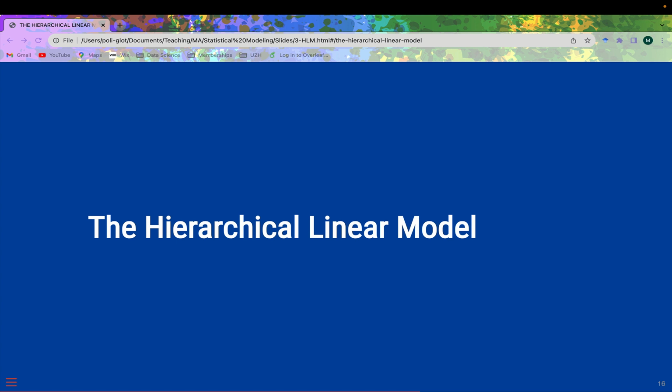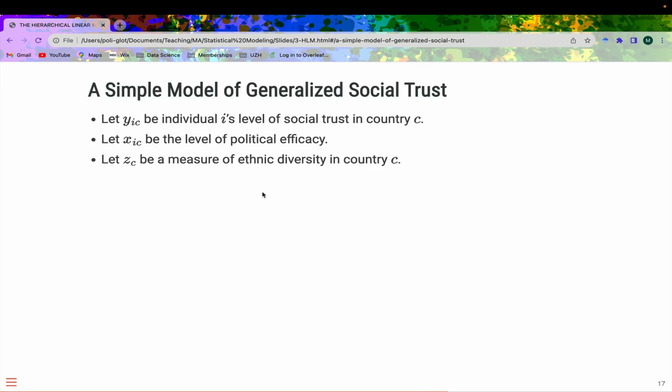What I want to present here is the hierarchical linear model, and we're going to build this up very slowly, starting with the random effects analysis of variance model that we discussed in class, and then all the way up to a more complex model down the line. We'll do this using the example of generalized social trust from the paper by Mark Hoge and his co-authors.